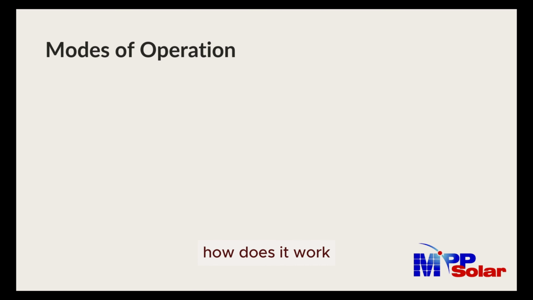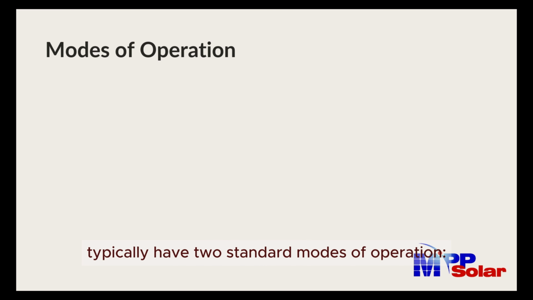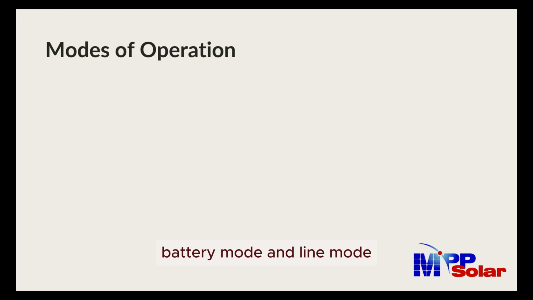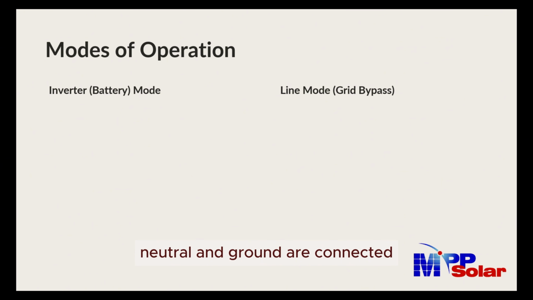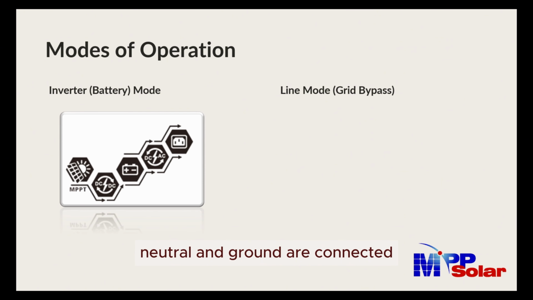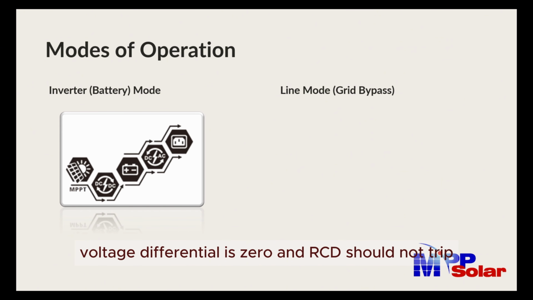How does it work? Inverters typically have two standard modes of operation, battery mode and line mode. In battery mode, the NG bond feature is active. This means that the output neutral and ground are connected. Voltage differential is 0 and the RCD should not trip.